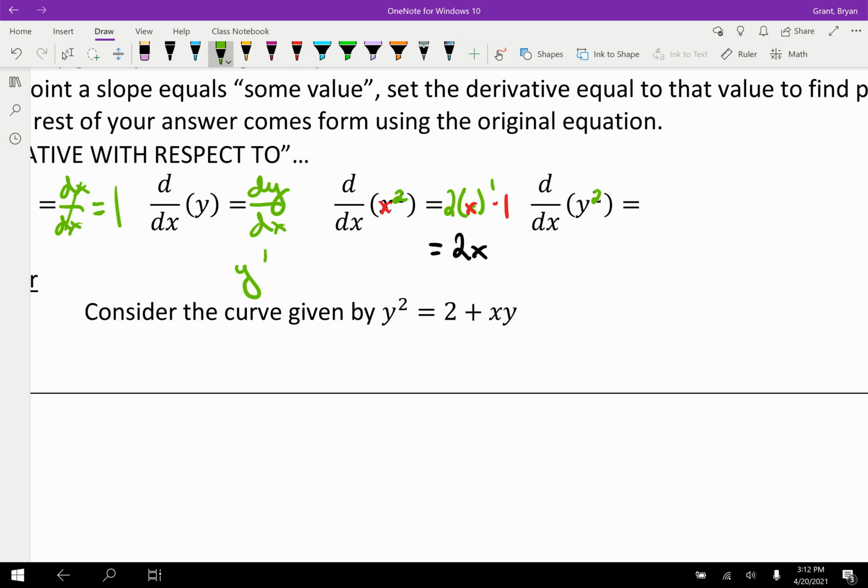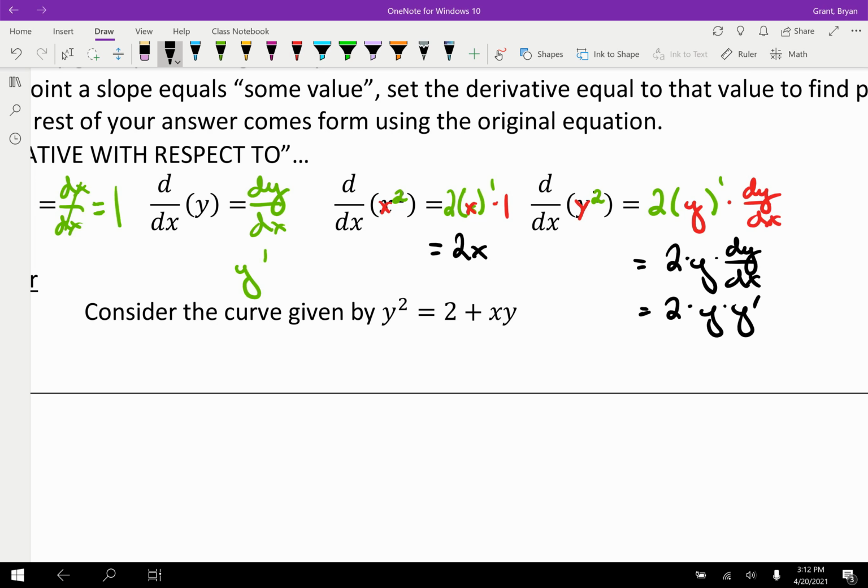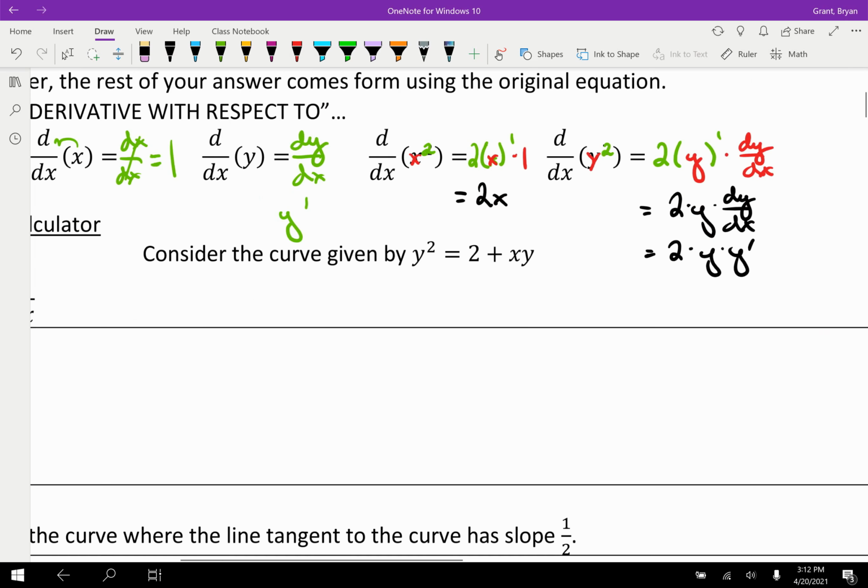We'll do the same thing. We'll tackle the square first, and that's done exactly the same. It's 2. We keep whatever was on the inside the same to the first power. What was on the inside? Oh yeah, a y. The chain rule is still in effect, so we need to multiply by the derivative of y. And the derivative of y, well, we saw that before when you're going with respect to x, is dy dx. So we would write this as 2 times y times dy dx, or if you wanted 2 times y prime. Make sure your prime isn't confused with a first power.